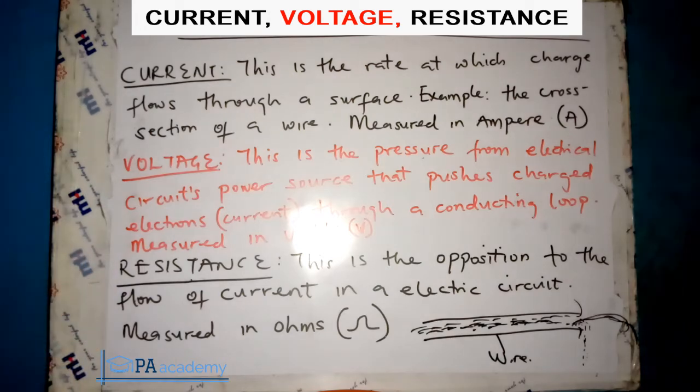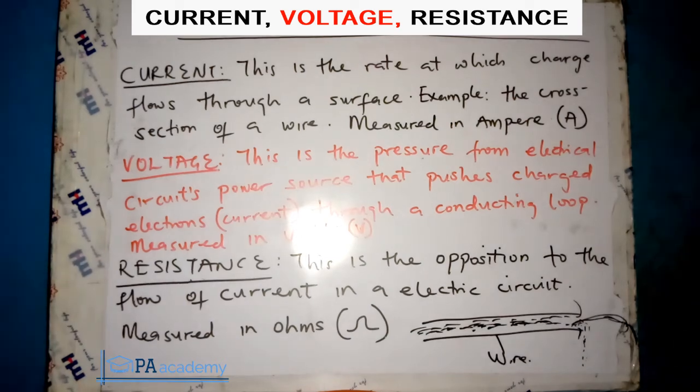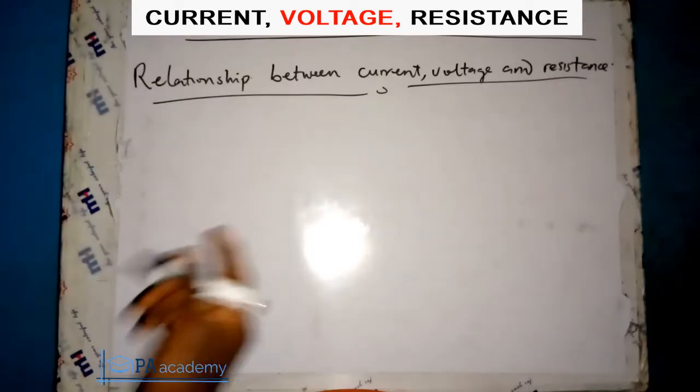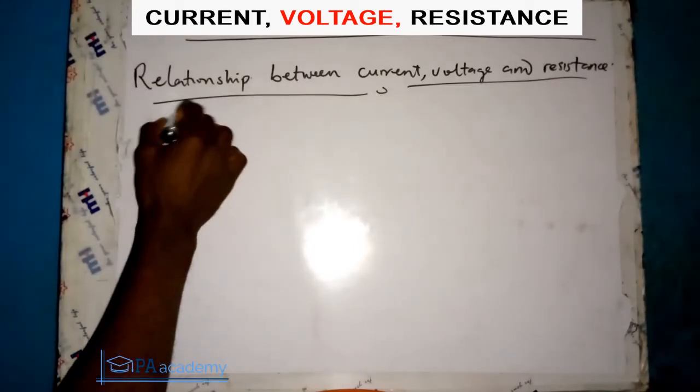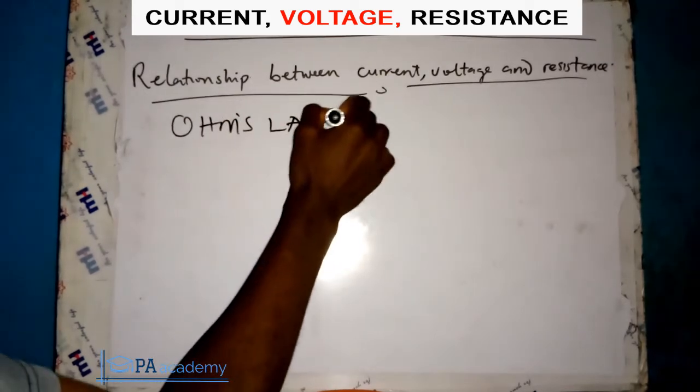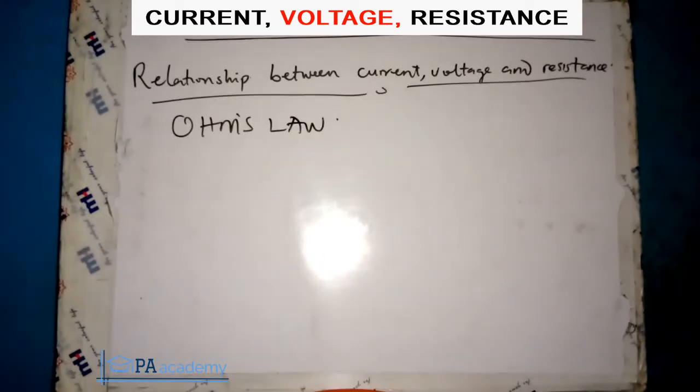Now the next thing we are going to be looking at is the relationship between these three. How do they relate? So we're talking about the relationship between current, voltage and resistance. One thing that brings the three of these things together is Ohm's law. I have a separate video that explains Ohm's law. I'll leave a link to that in the description below.